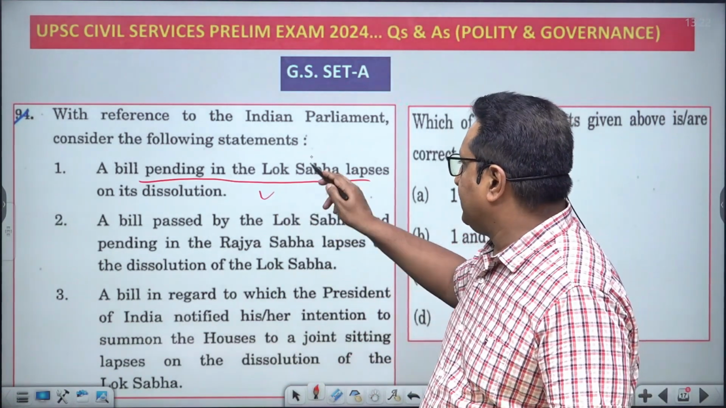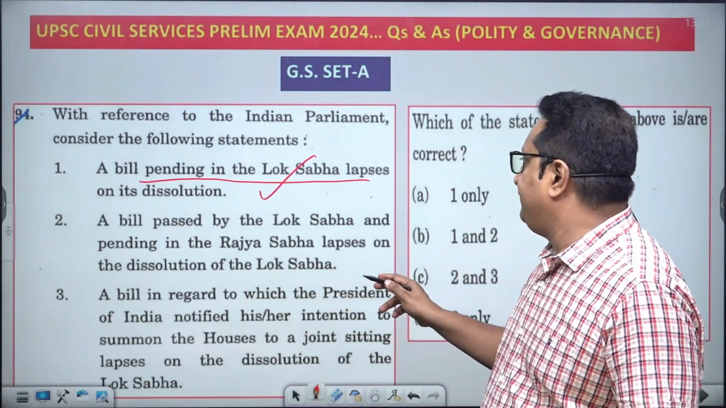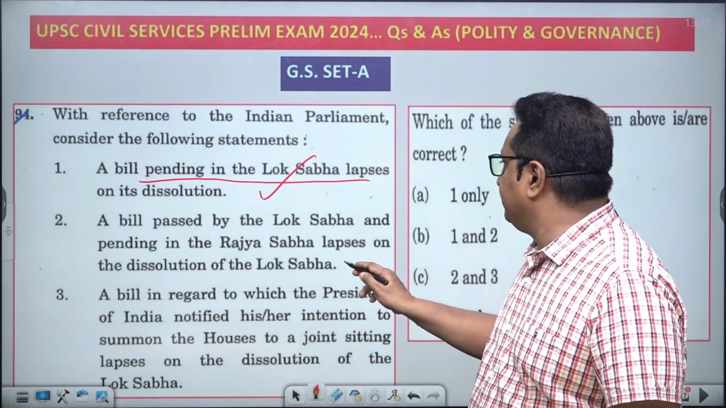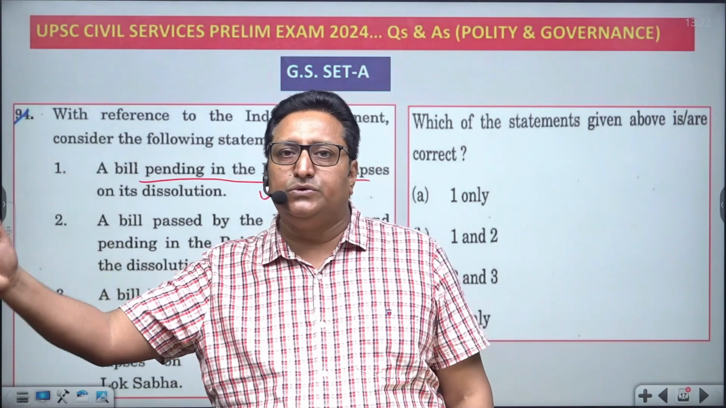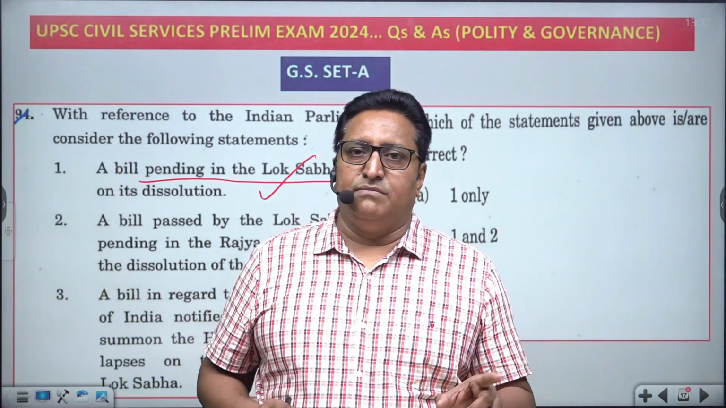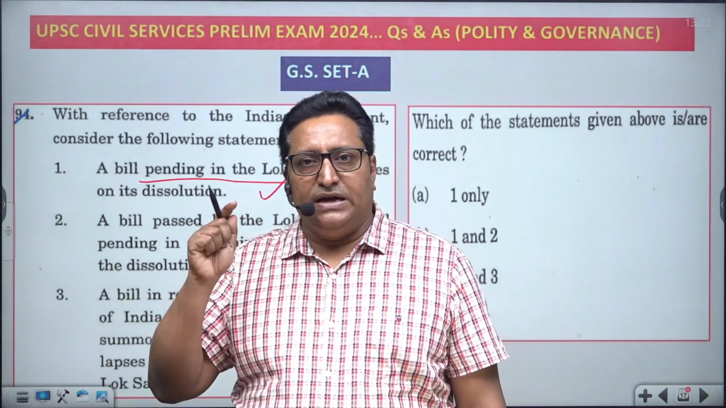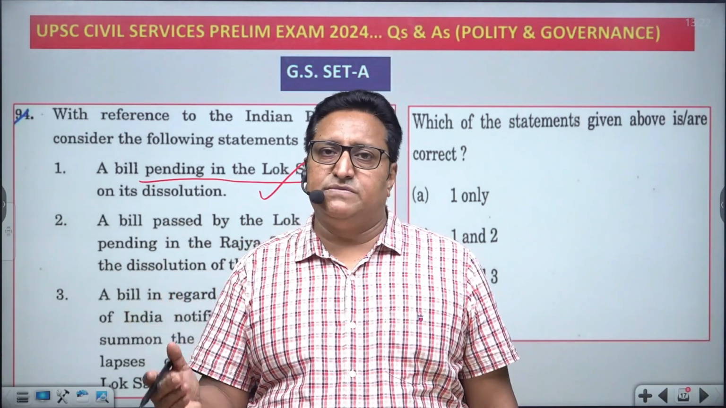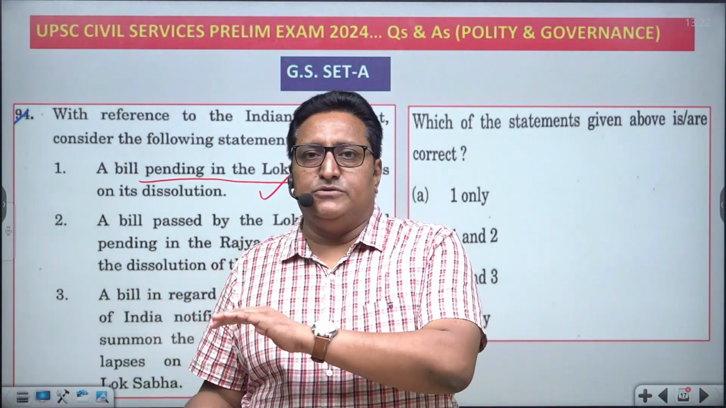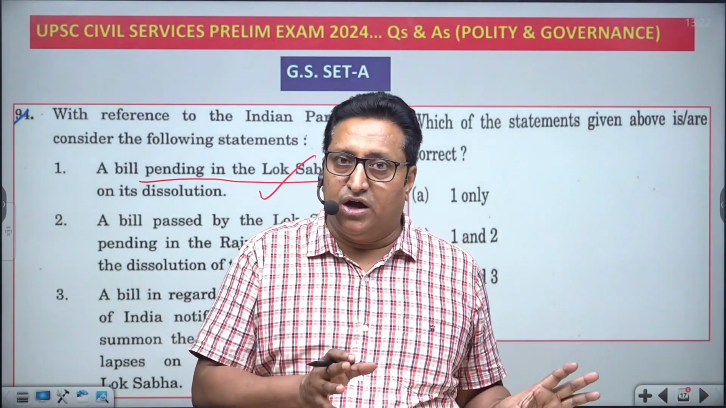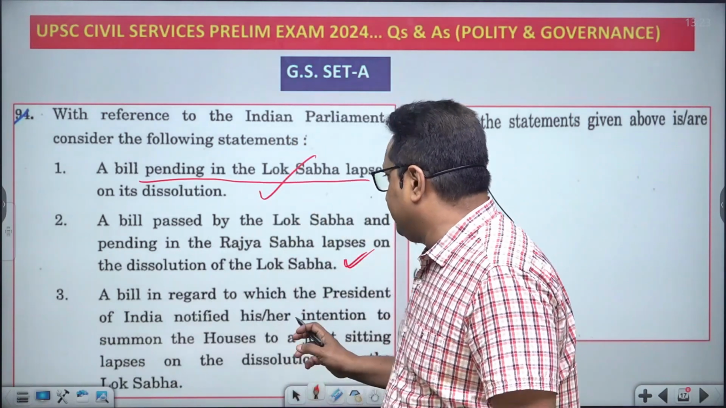A bill passed by the Lok Sabha and pending in the Rajya Sabha lapses on the dissolution of the Lok Sabha. Yes, that's also correct. When a bill has already passed the Lok Sabha and gone to the Rajya Sabha, but in the meantime the Lok Sabha is dissolved, then the bill shall lapse. Why? Common sense: in case the Rajya Sabha brings amendments into that bill, the bill will come to the Lok Sabha once again. But since the Lok Sabha has been dissolved, the bill shall lapse. So this is also correct.